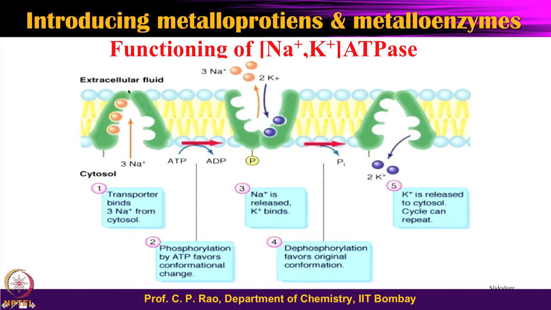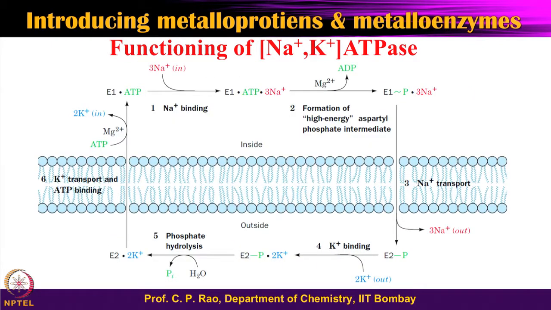Their affinities vary depending upon the protein conformation, and in this particular conformation it has an affinity for sodium ions, in this conformation it has an affinity for potassium ions. The conformation change can be obtained by the phosphorylation and can return back by dephosphorylation. This is the thing that we need to understand. The same thing is explained in a little different way here.